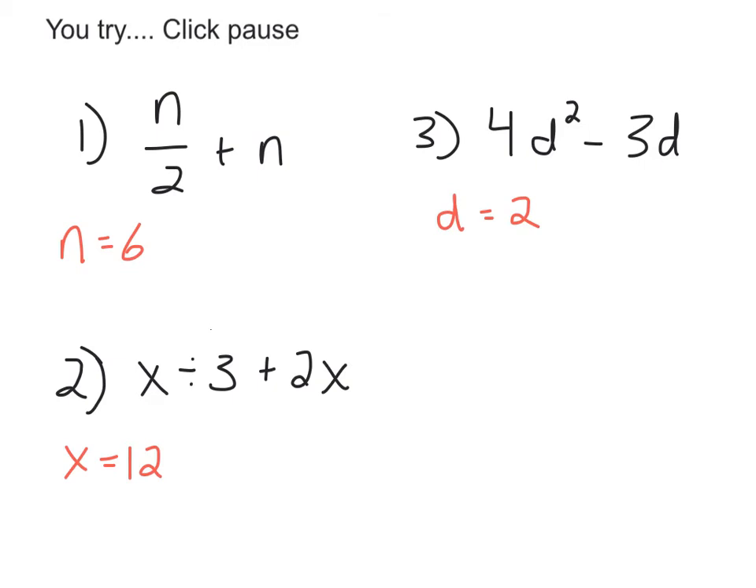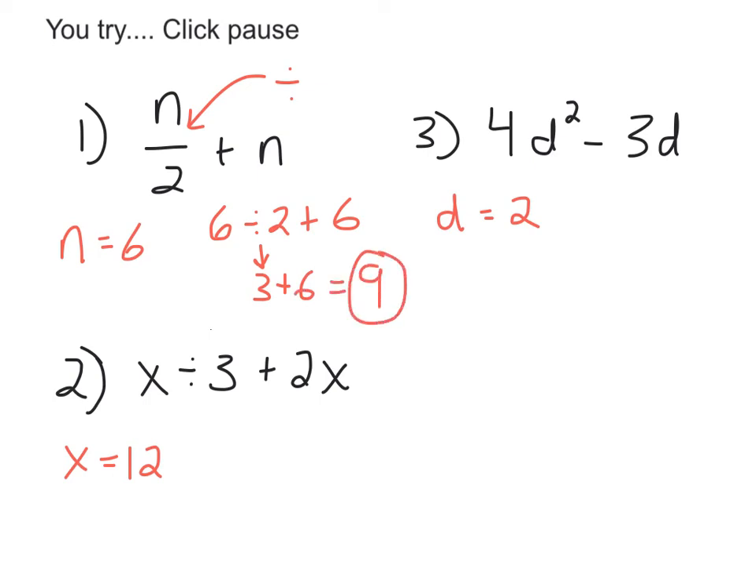Now that you've had a chance to try these three problems, let's go over them and see how you did. Make sure you check your work as you go. Number 1, n over 2 plus n. So remember I went over this. This means divide. So hopefully you remembered that. So you could rewrite this problem a few different ways. I might rewrite it: 6 divided by 2 plus 6. And then use the correct order of operations. Division comes before addition. So it's 3 plus 6. 3 plus 6 is 9. So number 1, the answer is 9.